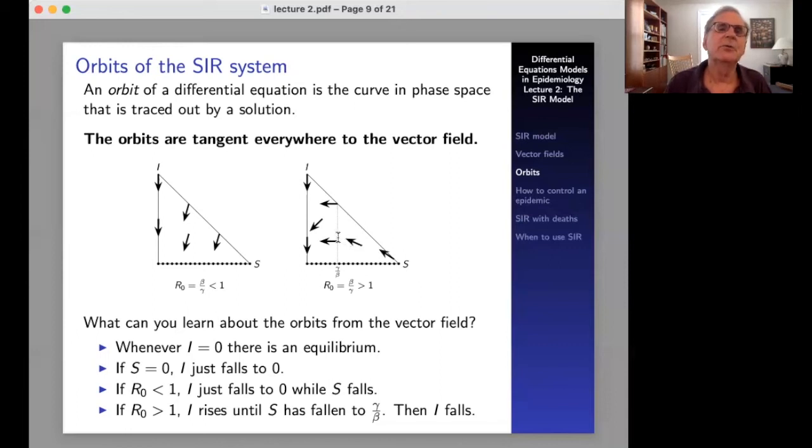Eventually, we get to this point where the number of susceptibles has declined to gamma over beta. And at that point, the number of infectives stops increasing. There's just too few susceptibles to pass the disease on to. The number of infectives starts decreasing. The number of susceptibles is still decreasing because they're still getting the disease, but now the disease eventually dies out. So we can learn all this about the SIR system just by looking at this rough sketch of the vector field.